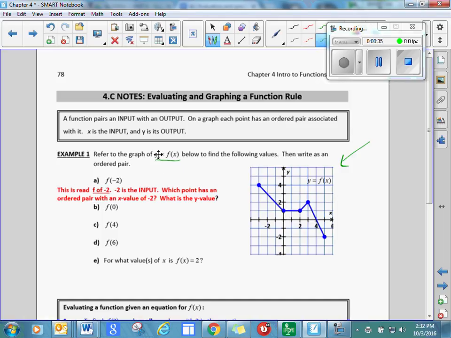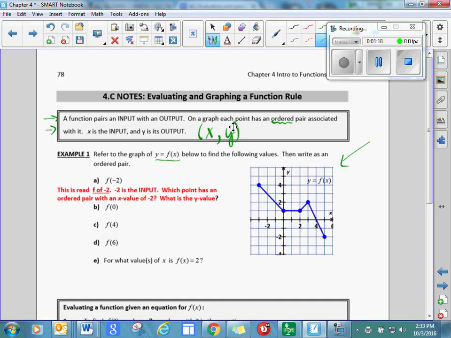Y, the output, is a function of the x, meaning the x is the independent variable and y depends on him. So let's go back and review this terminology really quickly. A function pairs an input with an output. So the output depends on what you put in the function rule. On a graph, each point has an ordered pair, which we've talked about, associated with it. Every single point on this graph has an ordered pair where x is the input, the independent variable, and y is the output, the dependent variable.